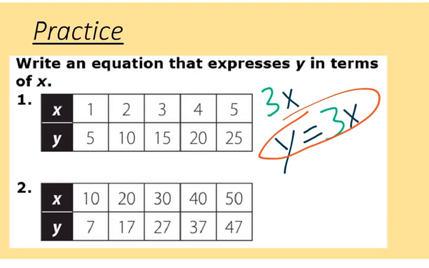So we have a constant in this one, and the constant is we are subtracting 3. So if we write this in equation format, it is y equals x and then minus 3. We are subtracting 3 each time to get the output value.